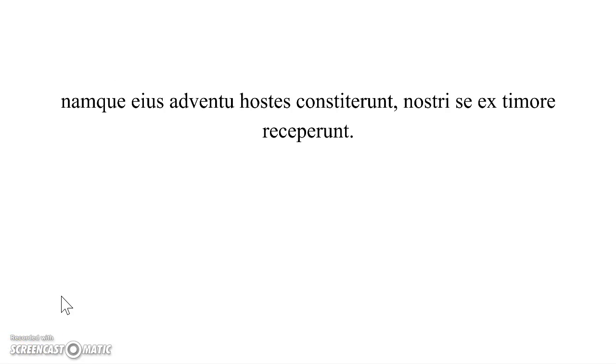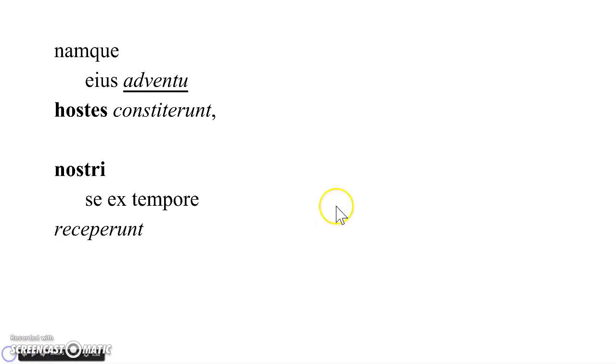Namque eius adventu hostes constiterant, nostri se ex timore receperunt. For at his arrival, and this adventu is ablative of cause, because his arrival causes a whole bunch of changes. At his arrival, the enemies stop, and our men recovered themselves out of fear. And this is asyndeton because there is no conjunction connecting these two phrases.